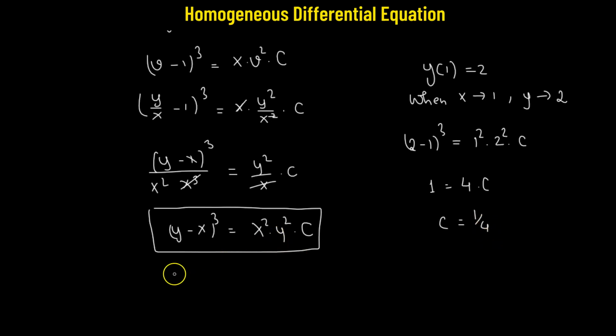Let's substitute this value here. So we have (y minus x) whole cubed equals x squared y squared divided by 4, and this is the final solution to our given initial value problem.